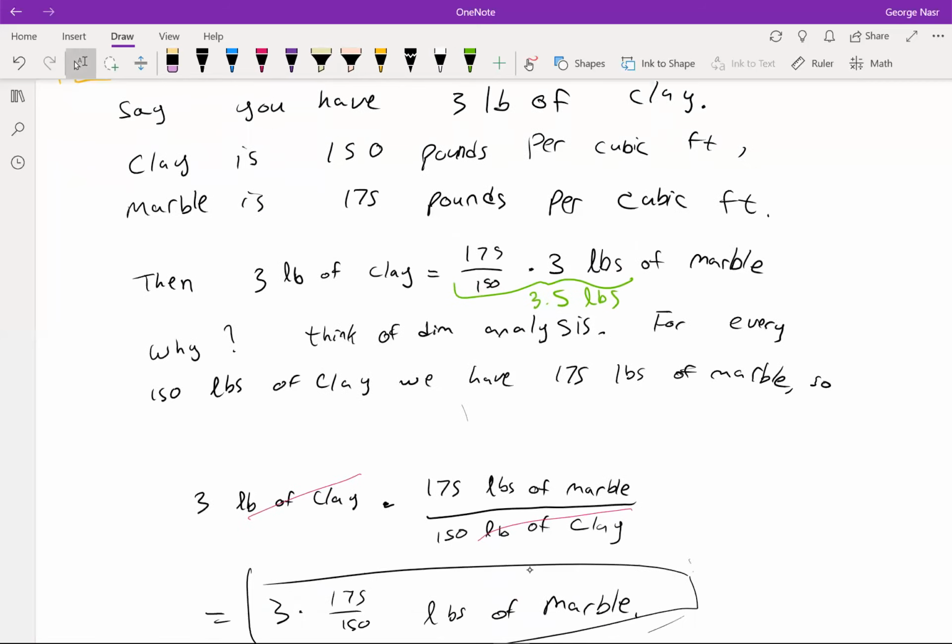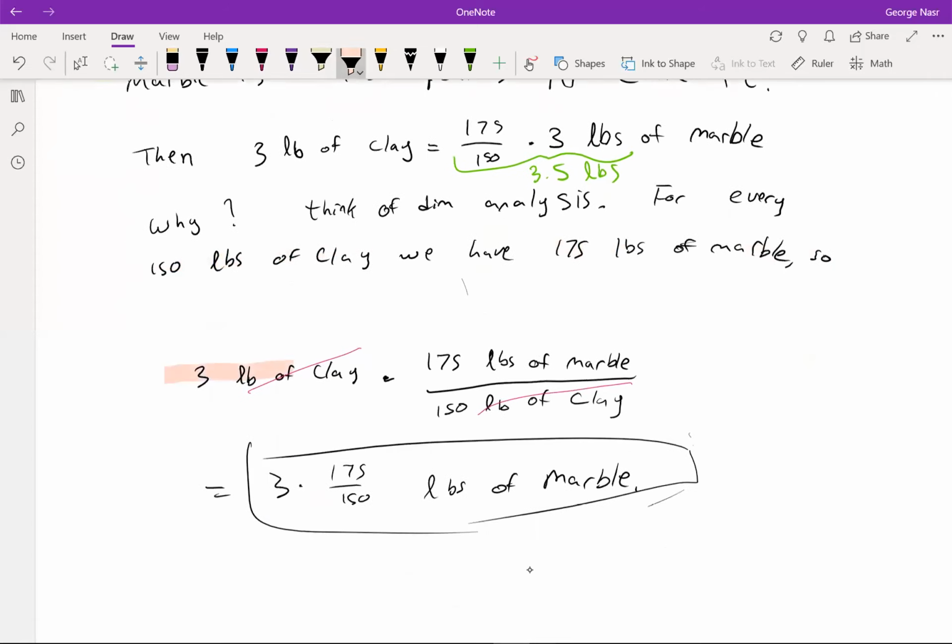Think about dimensional analysis. We're saying for every 150 pounds of clay, that same shape would weigh 175 pounds if it was marble. So we can think about this as a dimensional analysis problem. 3 pounds of clay can be converted into pounds of marble by multiplying by this conversion: every 150 pounds of clay is 175 pounds of marble. This is exactly as if this was 1 foot on the bottom and 12 inches on the top. We're really doing the same kind of thing. And so the units cancel and we get our answer.